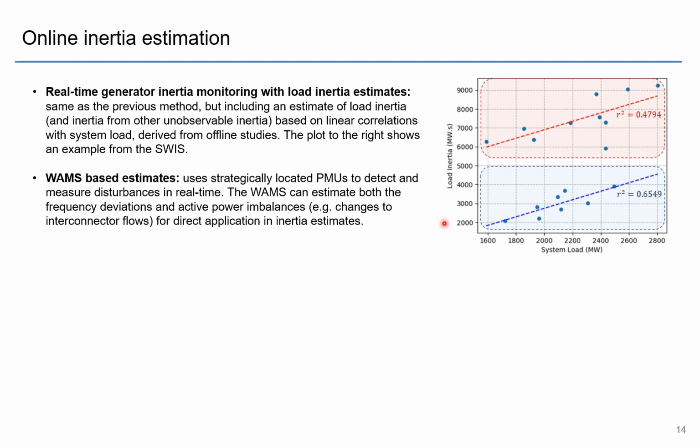Second option for online inertia estimation is to use a WAMS-based estimate. So you use strategically placed PMUs to detect and measure disturbances in real time, and then the WAMS can basically estimate both the frequency deviation and any of the active power imbalances, for example, changes to tie-line flows, so that you can just plug that straight into the swing equation for inertia estimate. I'm not aware of any real-life systems that actually use a WAMS-based estimate, but they are in the research literature.